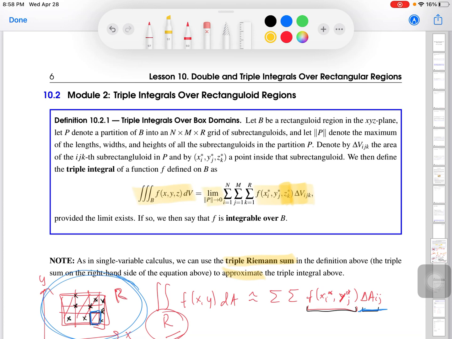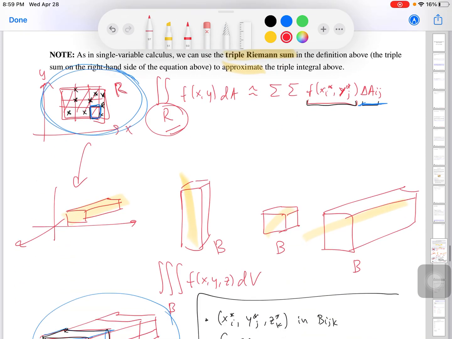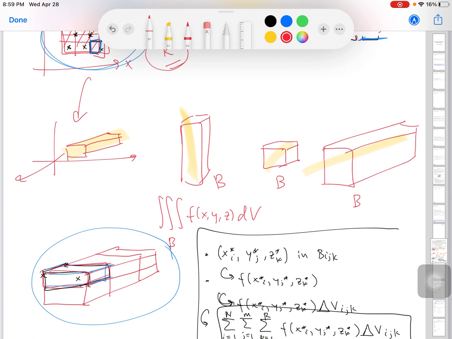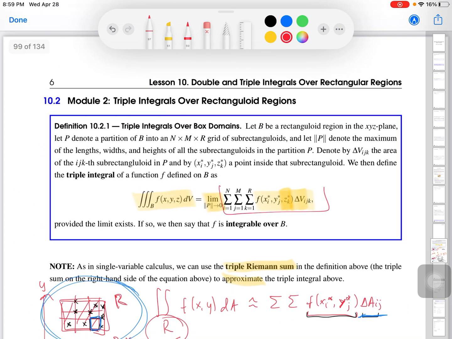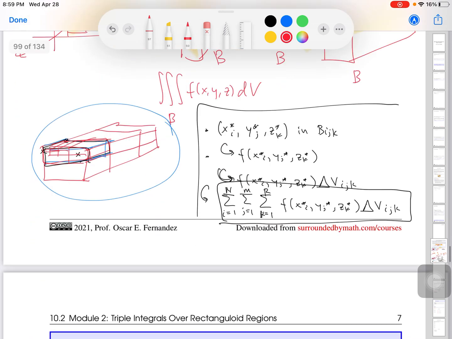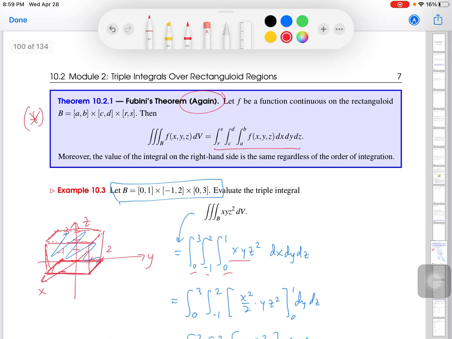So the limit here has the same idea behind it, that you want to take the sub-rectanguloids that are generated by partitioning up your box region, and you want to make those even finer partitions, make them even smaller. And when you do that, as you do it over and over and over, your triple Riemann sum in this case becomes a better and better approximation of something. It looks like it's tending to some value, and we define, when the limit exists, that limiting value to be the triple integral.